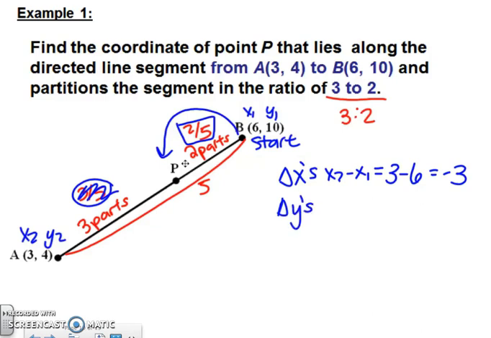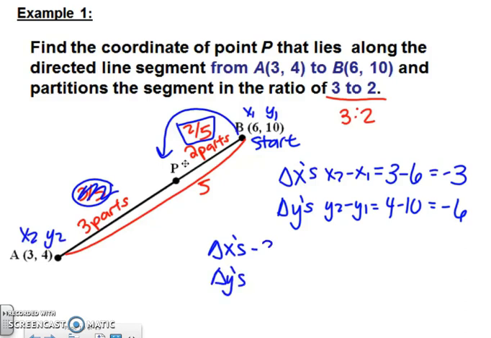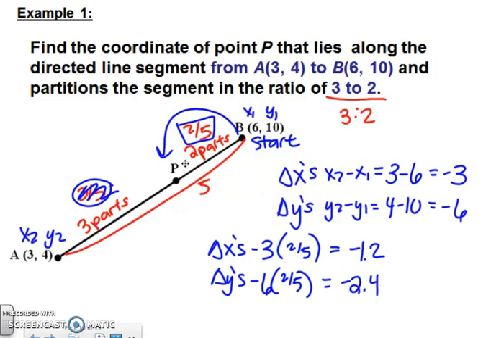Find your change in y's. So y2 minus y1, which is going to be 4 subtract 10, which will be a -6. So nothing changed except the negative signs, basically. So then multiply your change in x's and your change in y's by your fraction, which I'm now using 2/5. So when you multiply those two numbers, you should get -1.2 and then -2.4. So that's how far you need to move starting at point B.